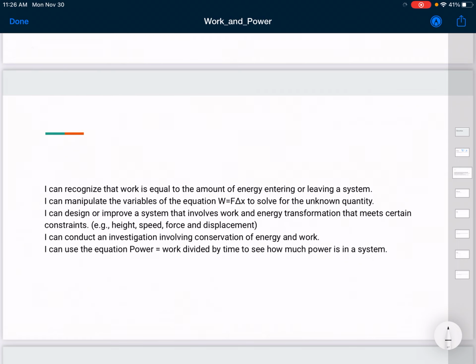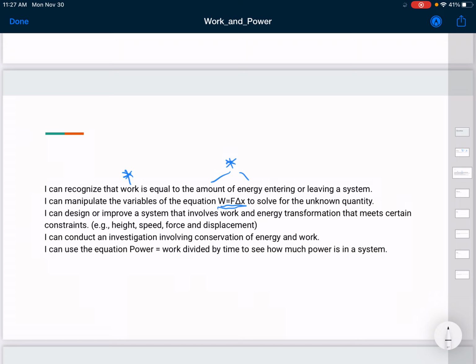which here are your I can statements. I can recognize that work is equal to the amount of energy entering or leaving a system. Okay, so recognize that here is what we are talking about today, and here is what we talked about previously before Thanksgiving break. So we're trying to marry what we talked about before Thanksgiving break to what we're talking about today with work. There is going to be some more math involved. Work is equal to force times delta x, which is distance. Okay, force times displacement.